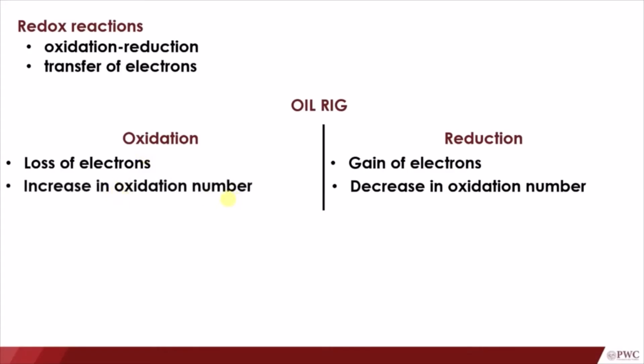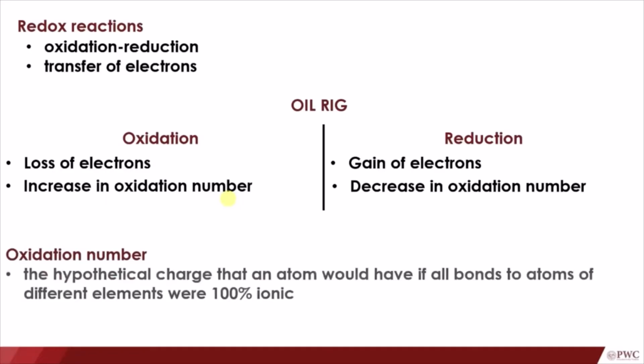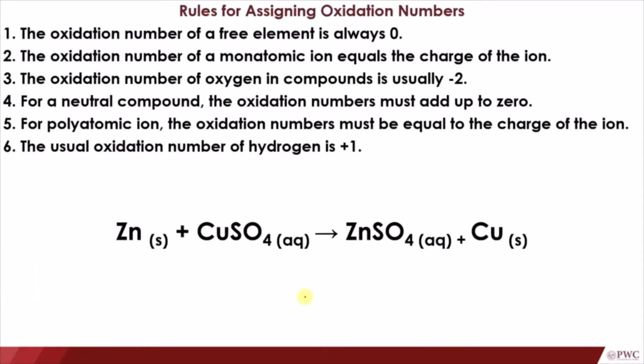Now, what is an oxidation number? The oxidation number is the hypothetical charge of an atom if all the bonds between atoms of different elements were 100% ionic. I will emphasize this one later. Let's discuss the different rules in assigning oxidation numbers.